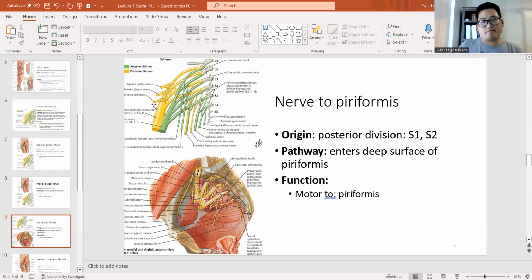So the nerve to piriformis is going to have roots from S1 to S2, and this is going to be going to the deep side of the piriformis. For the most part, you actually won't really see this very well, but it is going to be on the inside of the piriformis. So here's your piriformis muscle, and then you would have your nerve to piriformis going to it. I don't think this one shows it that well, actually, but you would have your nerve to piriformis going to the inside of the piriformis. So the nerve to piriformis, coming from S1 and S2, goes to the piriformis on the inside of the pelvis in this case.